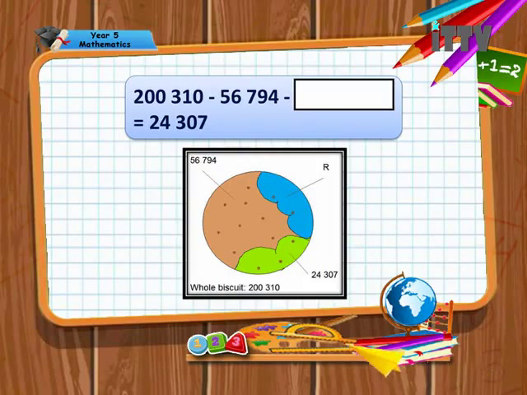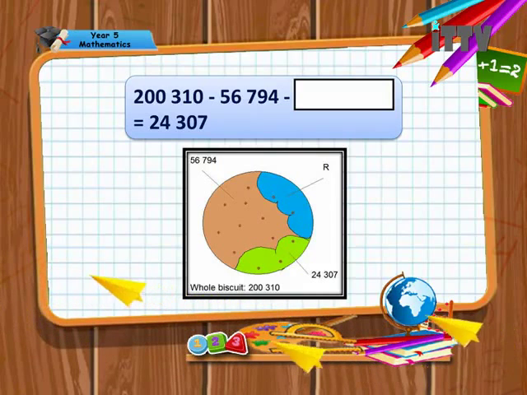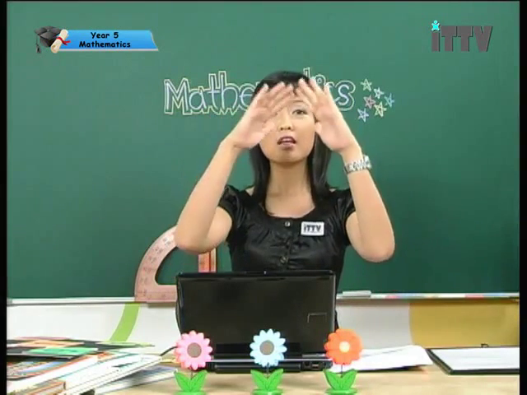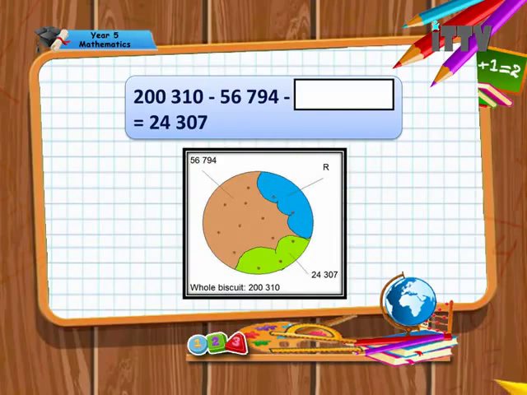If I put it in picture form, it will look like this. Now you see the big biscuit is made up of three parts: the missing number, let's call it R, 56,794, and 24,307. Now, how do we find R? We use subtraction. We take the full amount, which is the whole biscuit, minus the two parts that we already know.